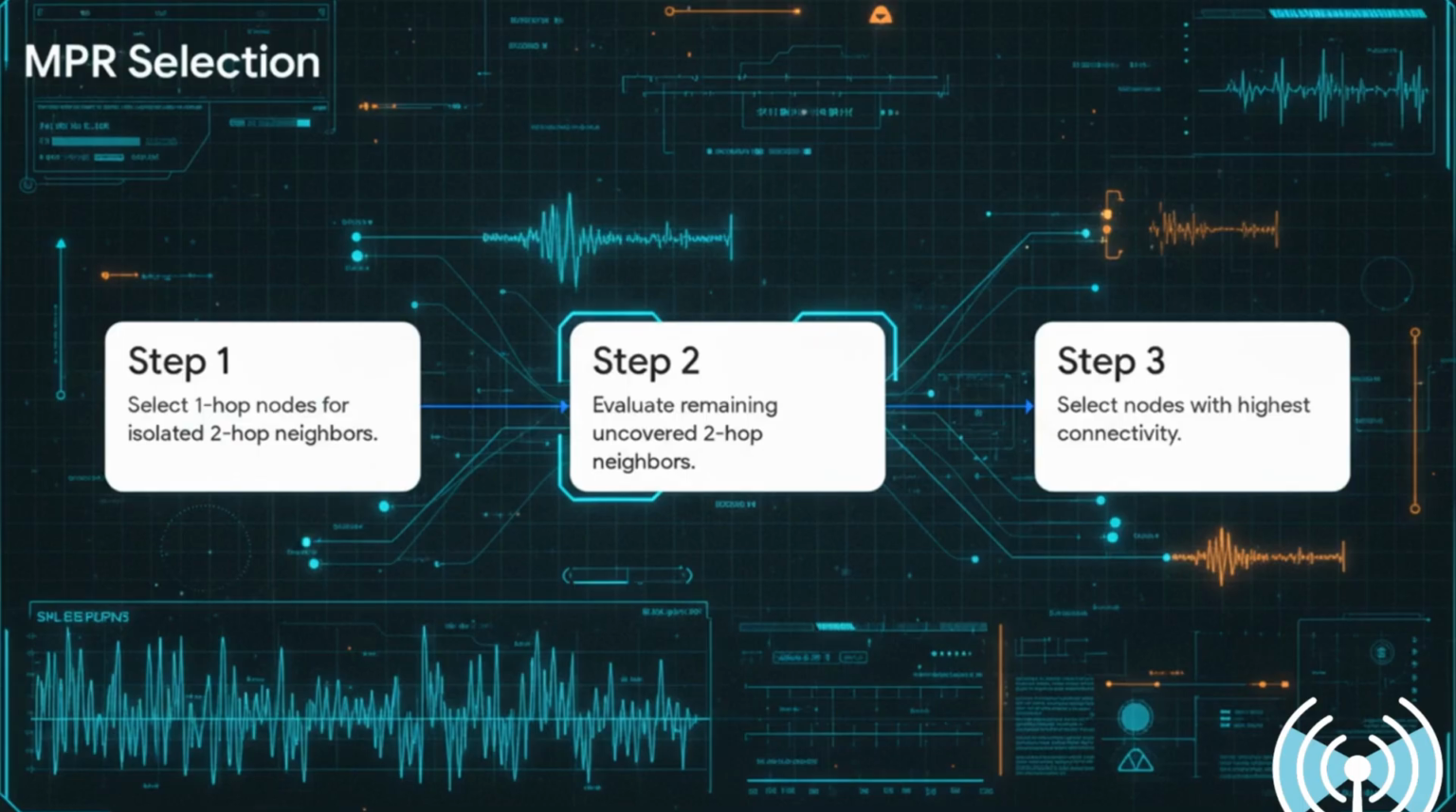Once that's done, in Step 2, it evaluates any 2-hop neighbors that still aren't covered by that first group. Finally, in Step 3, it optimizes everything else by picking the remaining 1-hop neighbors that have the absolute widest reach, maximizing coverage while keeping the total number of MPRs as low as possible.